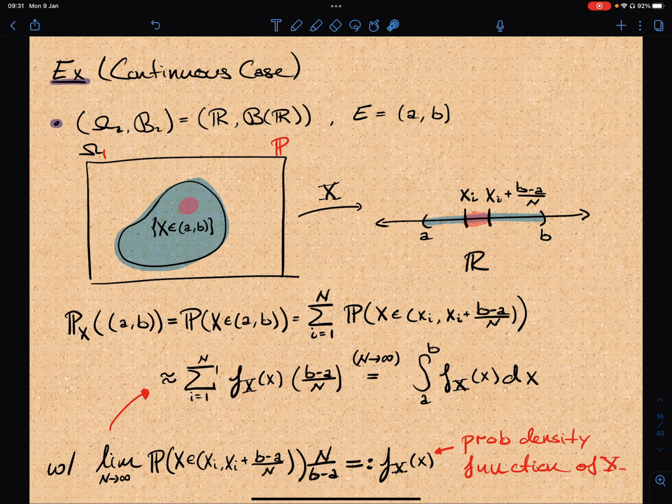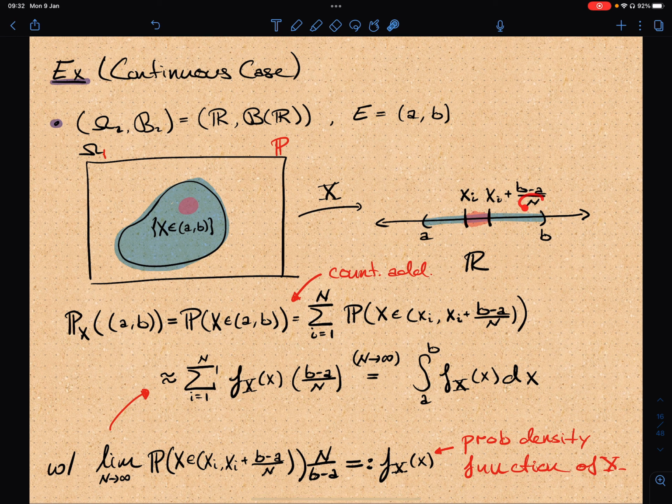Here I write the probability that X is in this interval as the sum of the probabilities that X is in each smaller interval, added over all the smaller intervals. And again, to go from the left side to the right side I'm using countable additivity. This is where the foundations of probability theory come in. And here I have this n, which controls the length of the intervals.